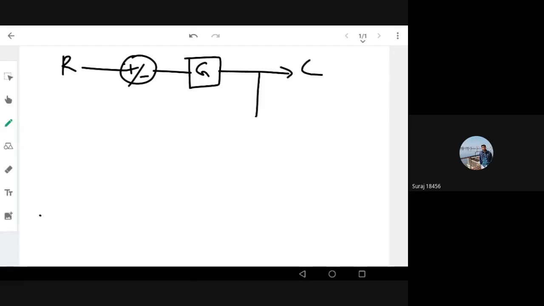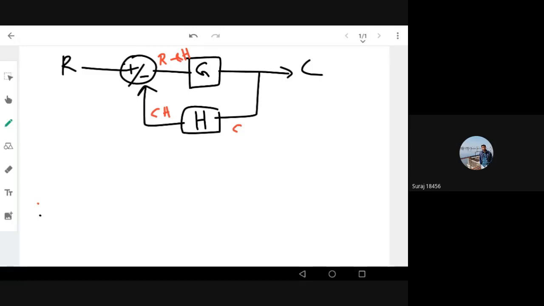So this is your input R, and this is your summing loop, plus and minus, and this is a gain G, and this is your output C, right? So now this is coming as a feedback and giving minus here. Okay, so now we can write all these things. Now here this is R minus C into H. How is this R minus CH? Because this is C and this is CH, right? And the output is C.